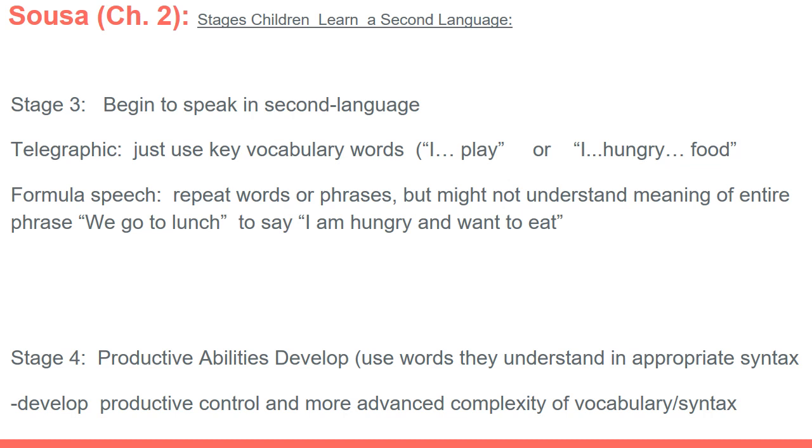And then stage 4 is productive abilities. So this is when they're able to understand complete sentences. They're able to explain things in complete sentences. They have more control and advanced complexity of their vocabulary. They can hold conversations. They can use different tenses to explain, and so they also reflect more meaning in their productive speech capabilities. So people can understand what the English language learner is saying.